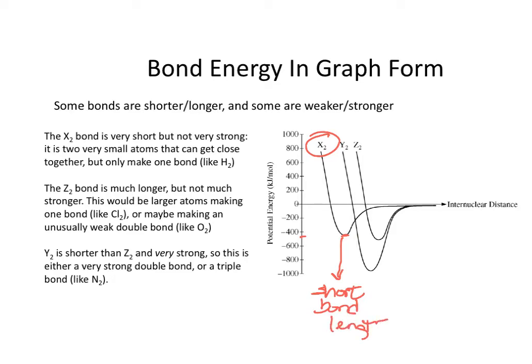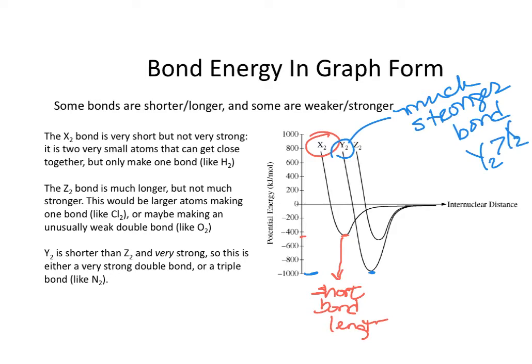All right, now let's compare X2 to Y2. How do the bond energies compare? Well, the bond energy of Y2 is almost negative 1,000. So Y2 has a much stronger bond than X2. Now, what can we say about the bond length of Y2? Well, the bond length is longer.